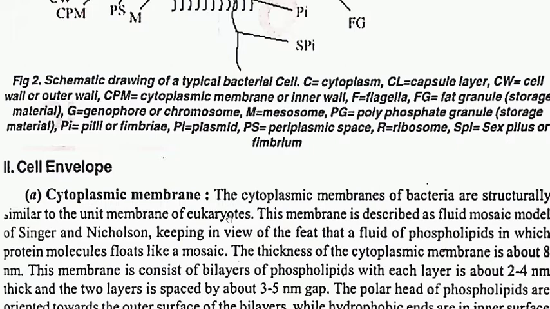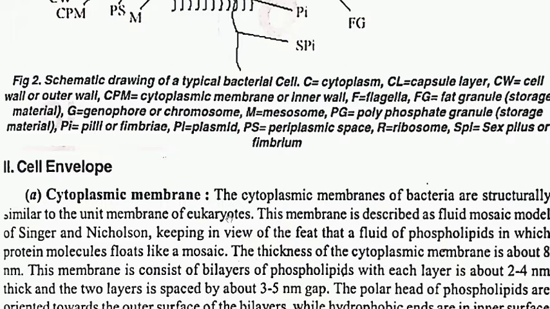So you know why the cytoplasmic membrane is important. First of all, it is similar to the structural unit membrane of the eukaryotes, meaning that bacteria also have a cytoplasmic membrane. Second, if it is disrupted, then there will be cell death.